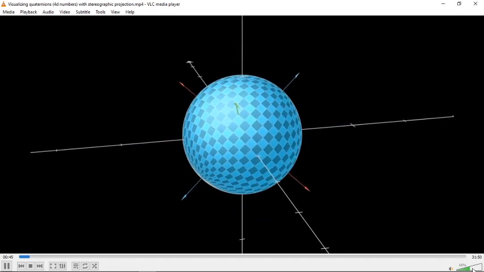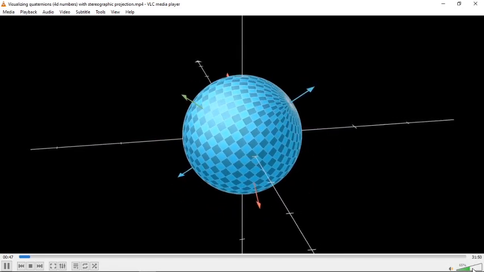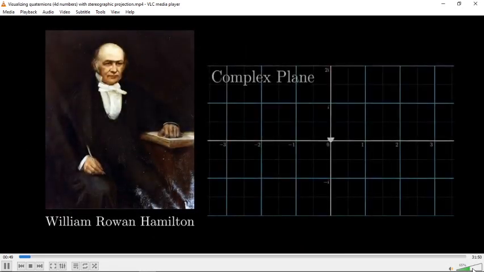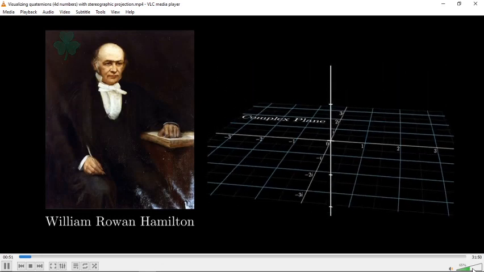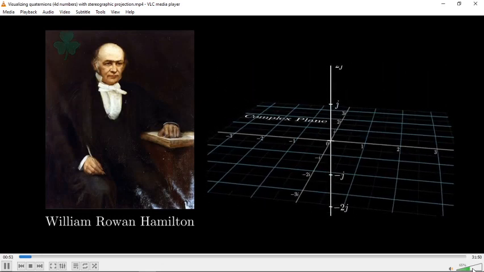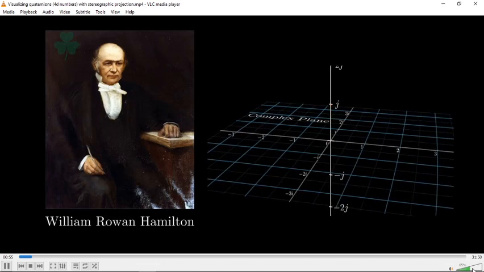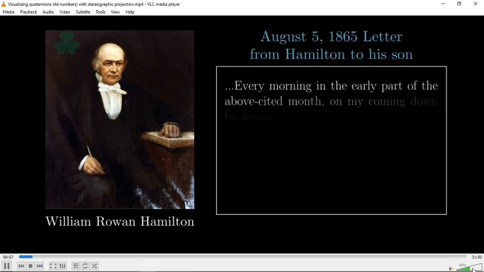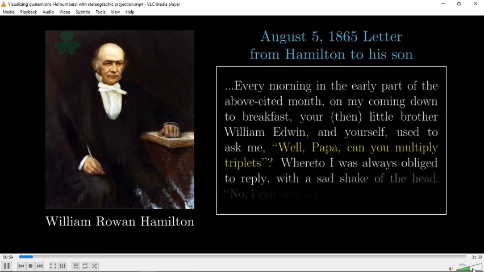The story of their discovery is also quite famous in math. The Irish mathematician William Rowan Hamilton spent much of his life seeking a three-dimensional number system, analogous to the complex numbers. And as the story goes, his son would ask him every morning whether or not he had figured out how to divide triples, and he would always say, "No, not yet."